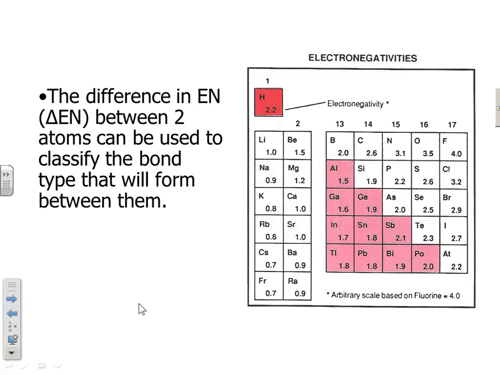Okay, so when a bond is formed, we need to see which of the two elements is the strongest. And we want to know how much stronger the one is than the other. So what we do is we simply mathematically subtract them. The symbol delta, it's a triangle. Delta in physics and math and science means a difference in.